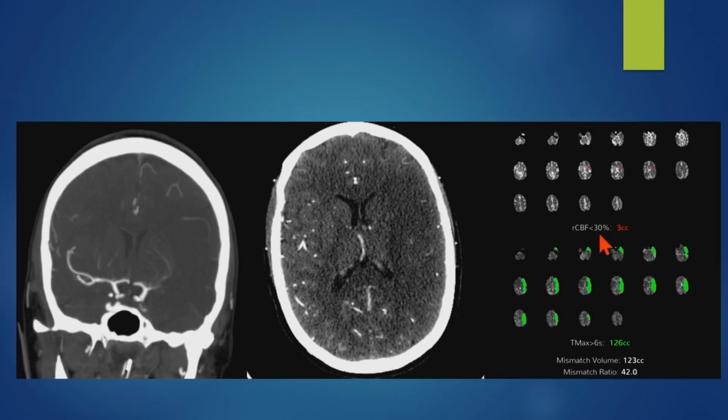And the other thing we do now is a stroke perfusion study to assess the size of the core infarct as reflected by cerebral blood flow less than 30%, and area of salvageable tissue or ischemic penumbra, which is reflected by Tmax more than 6 seconds. Here we see it is more than 100, so this is considered a pretty big infarct, and the mismatch ratio is very big. When it is more than 1.8, this is considered a good candidate for thrombectomy.